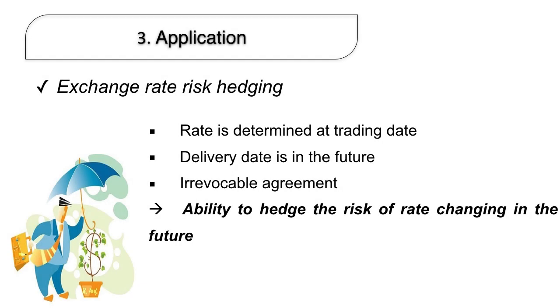The features that make it a risk management tool are: 1. Trading price or rate is determined on sign date. 2. Expiration date or delivery date is in the future. 3. It's an irrevocable agreement. Therefore, those who need to buy or sell foreign currencies can use futures contracts to fix the cost or profit, without concerning price fluctuations. This is the same as forward transaction, which we have studied in the previous chapter.